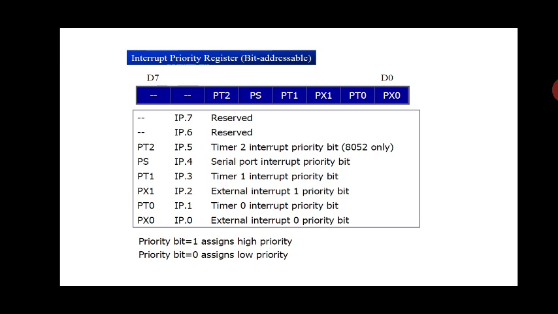Okay, for the serial port, there is a PS for the serial port interrupt priority bit. A priority bit equal to 1 assigns high priority, 0 assigns low priority. It will be distinguished only for the 2 interrupts. Each bit is accessed: PT2 timer 2 interrupt priority bit, PS serial communication port, PT1 for timer 1, PX1 for external interrupt 1, PX0 for external interrupt 0, and PT0 for timer interrupt 0.